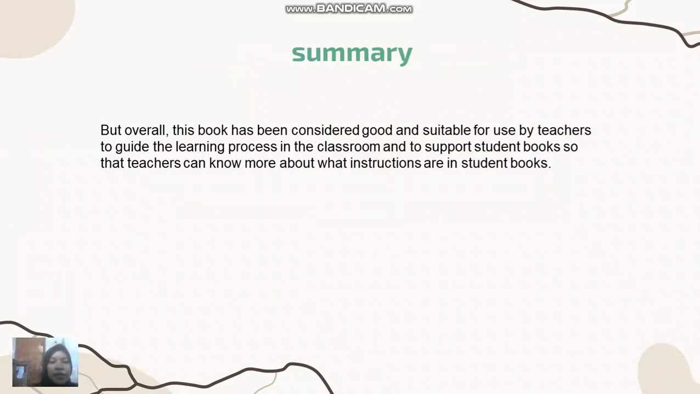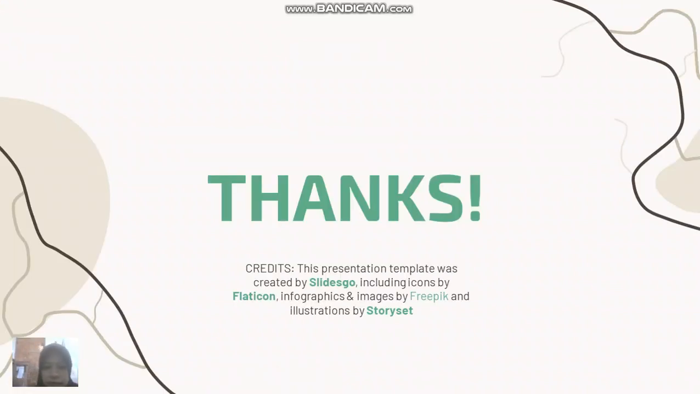Okay, the summary for this teacher's handbook. Overall, this book is considered good and suitable for use by teachers to guide the learning process in the classroom and to support students' books, so that teachers can know more about what instructions are in the students' books.